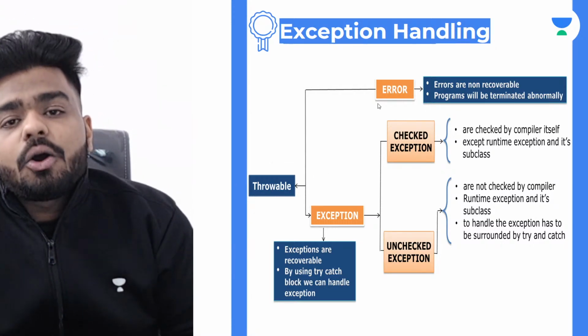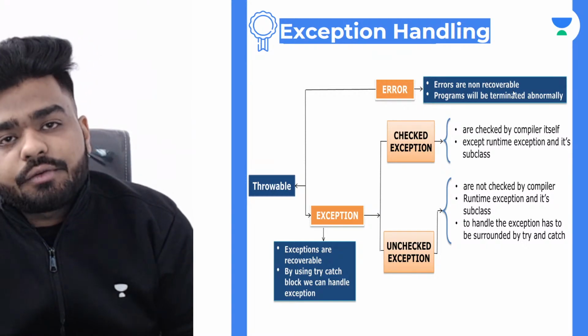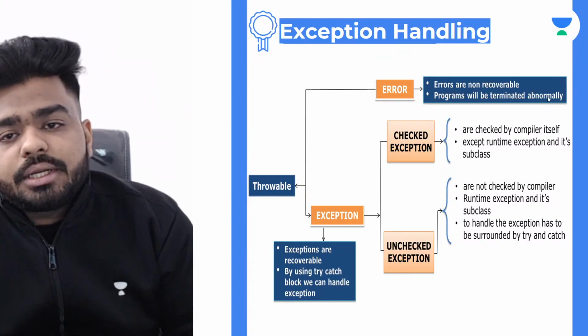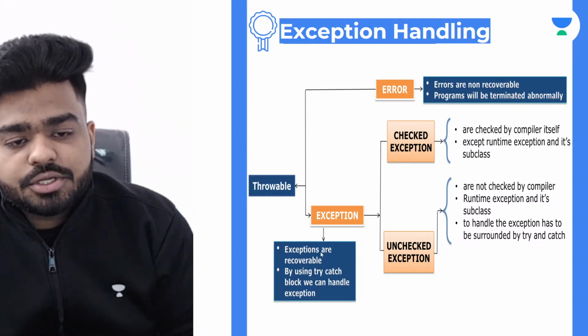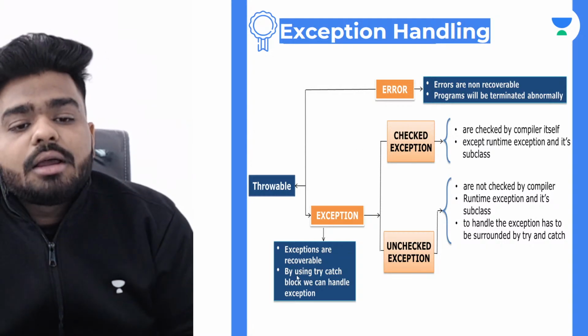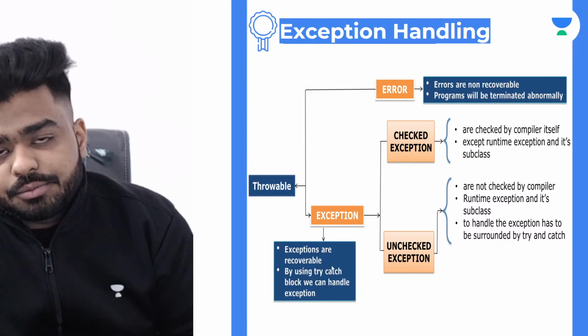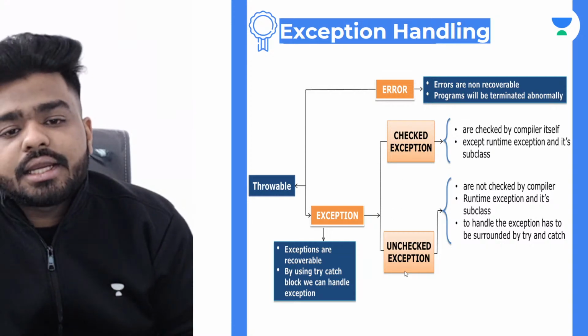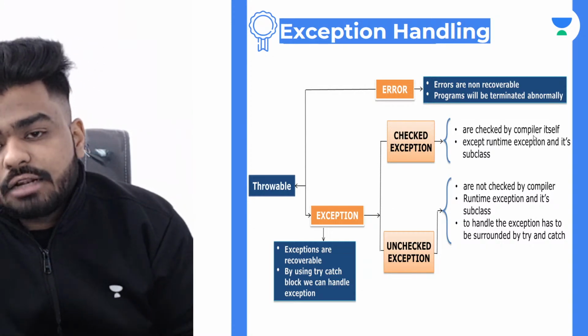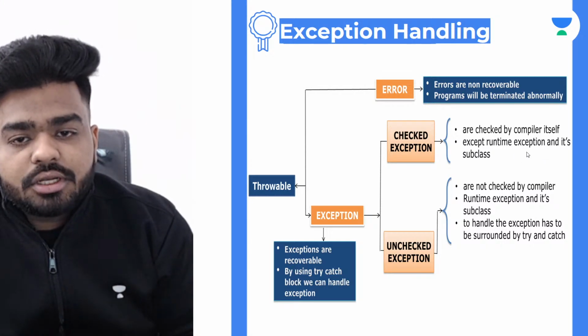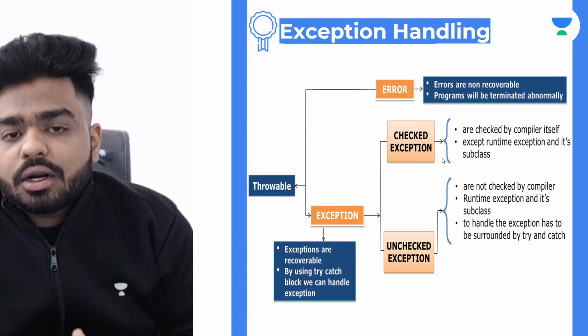This was asked to me in one of my interviews and I did not know at that time, but this is what it is. Also, errors are non-recoverable. Programs will be terminated abnormally. Okay, this is what an error is. But exceptions are recoverable. By using a try catch block, we can handle exceptions. There are two kinds of exception: checked and unchecked. Checked exceptions are checked by the compiler itself, except RuntimeException and its subclasses. So what is checked and unchecked?